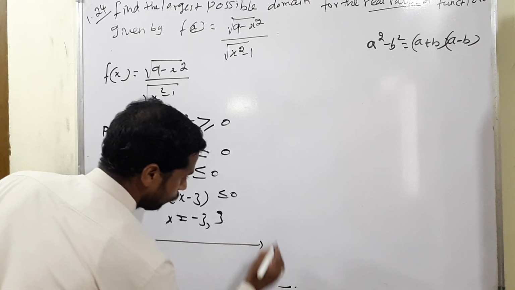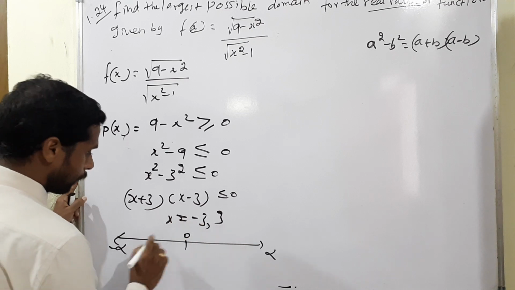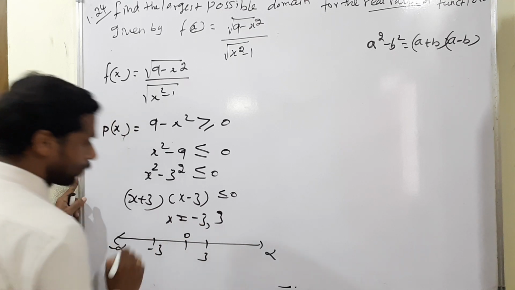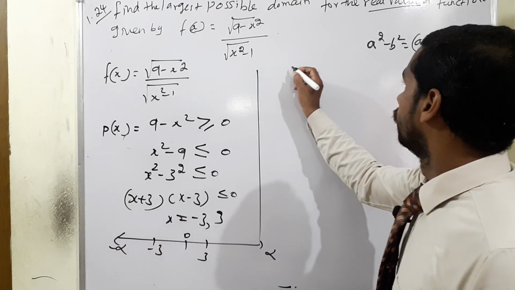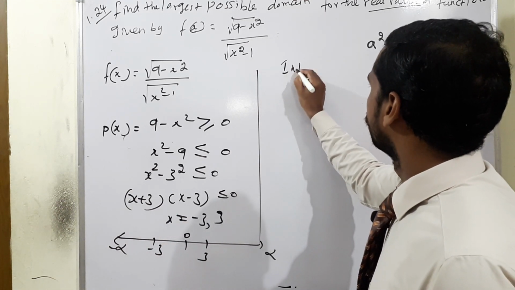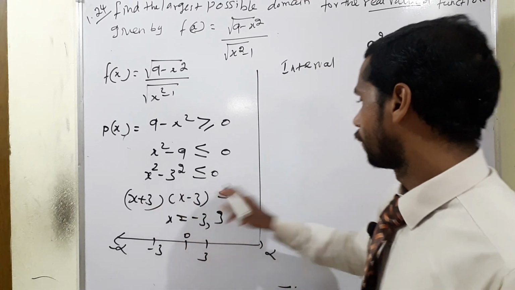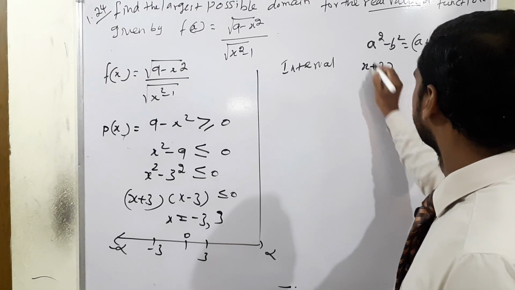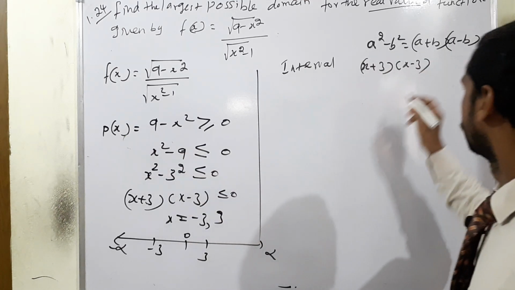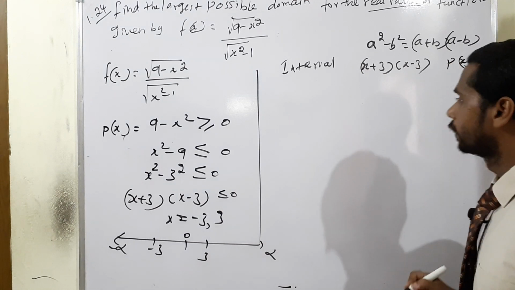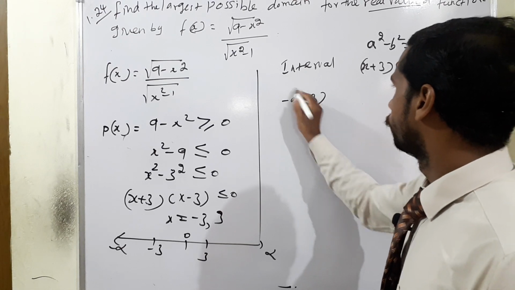Minus infinity to positive infinity, then center 0, so minus 3 to positive 3. Now, make it in a table. The table columns: the first one is the interval, the second one is the output x plus 3 into x minus 3, and the last one is for p of x. So for p of x, the first interval is minus infinity to minus 3.